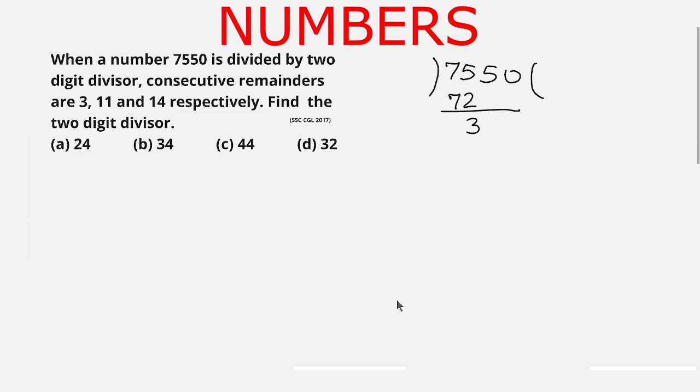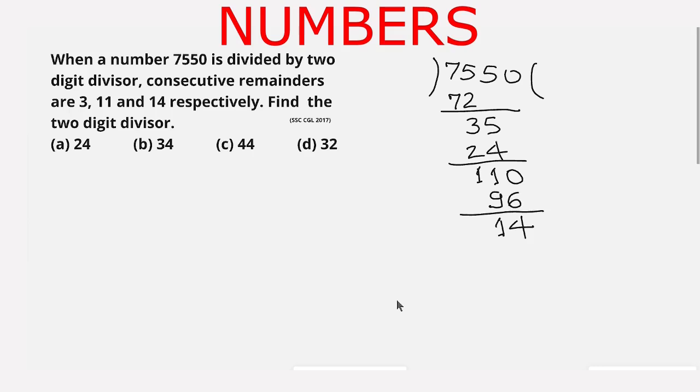We carry 5. The next remainder is 11. 35 minus 11 is 24. It means that the product of quotient and divisor here is 24, and 35 minus 24 is 11. We carry 0 from above, and the final remainder is 14.